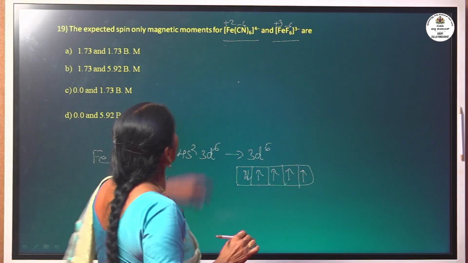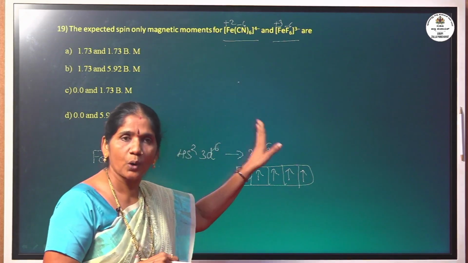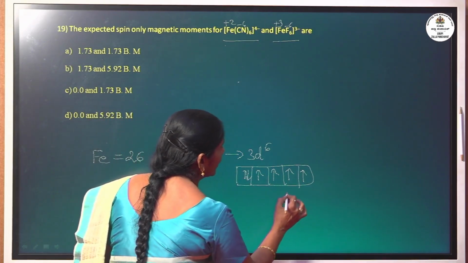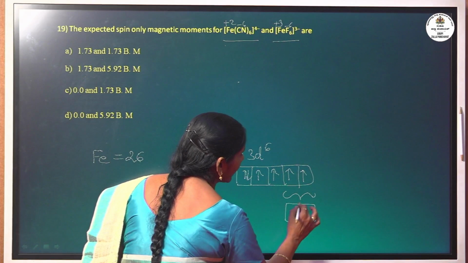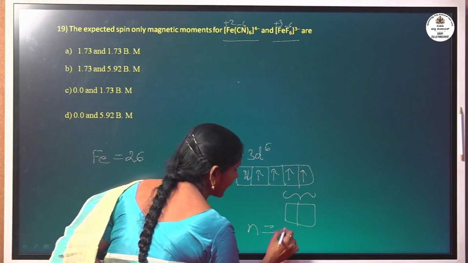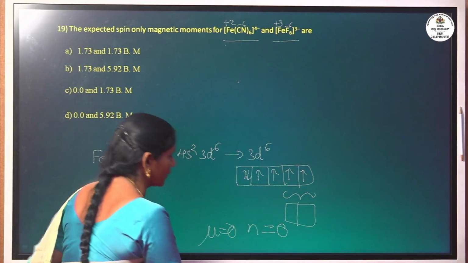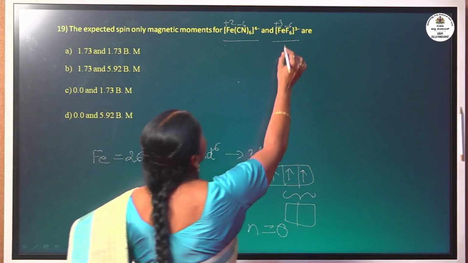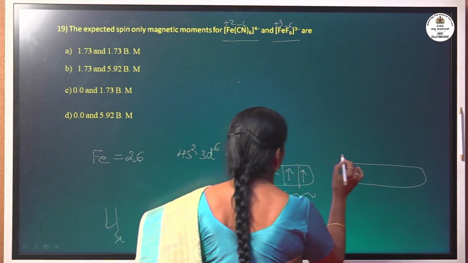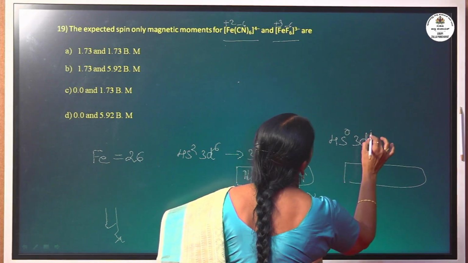Now we will concentrate on the nature of the ligand. Cyanide ions are strong ligands, forcibly electron pairing takes place, and therefore 2 orbitals will be vacant and available for hybridization, and the number of unpaired electrons will be equal to 0, and therefore the magnetic moment will also be equal to 0. And for this structure, it is the Fe3+ state, so it will be 4s0 and 3d5.